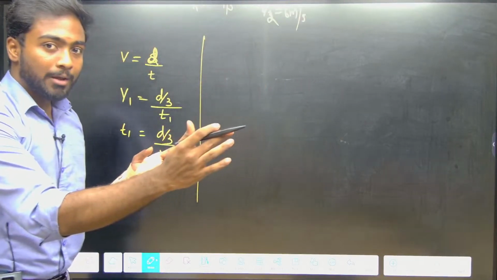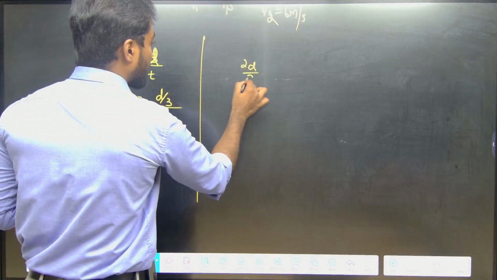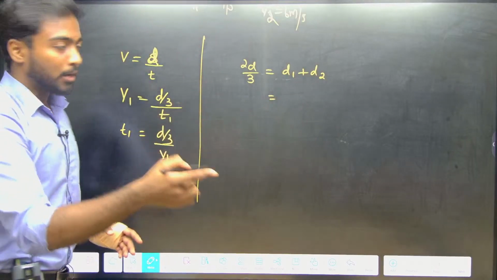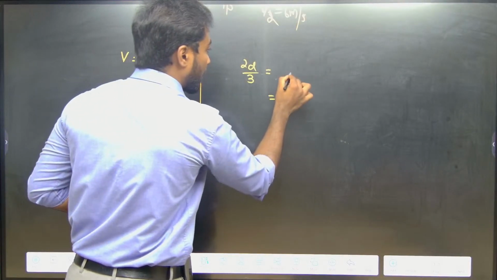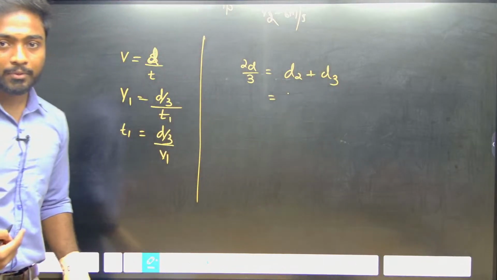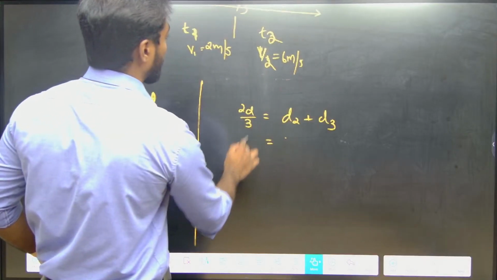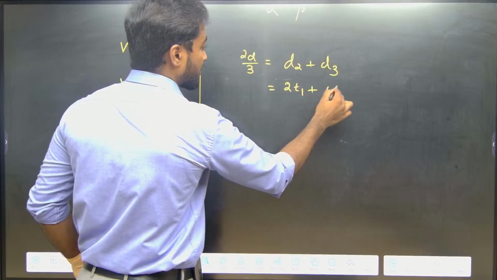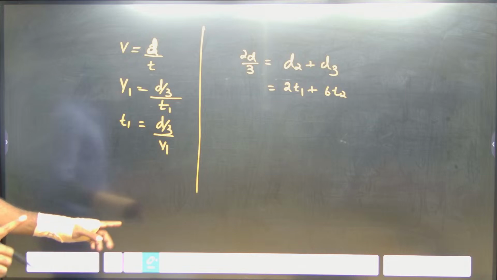So the total distance remaining was 2d by 3, which is nothing but d2 plus d3, the second and third. What was the speed they have given? One is 2 and one is 6. So 2 T1 plus 6 T2. Got it? Got the thing?